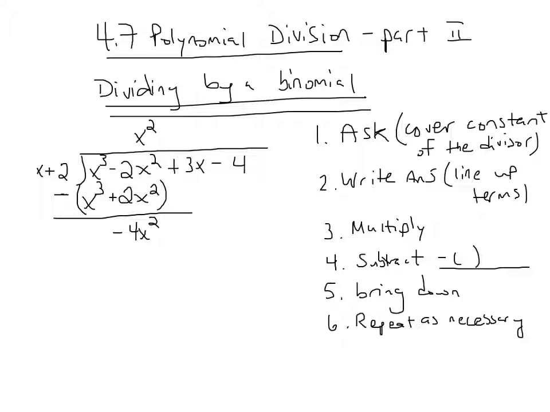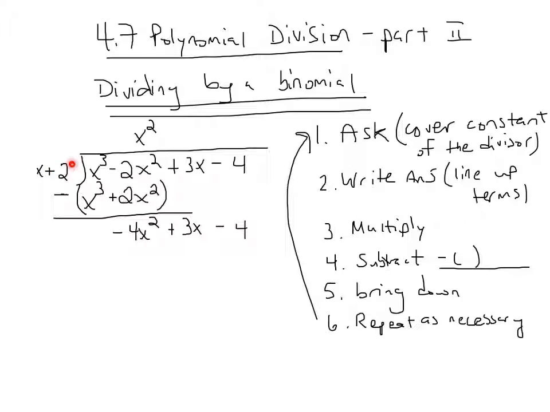Step 5 says bring down. And in elementary school, you probably just brought down the next term. We're going to bring down everything. And then step 6 is repeat as necessary. So we go back up to step 1, where we ask our question. And remember, it says cover the constant of the divisor when you ask the question. So this plus 2, we're going to pretend like it isn't there.